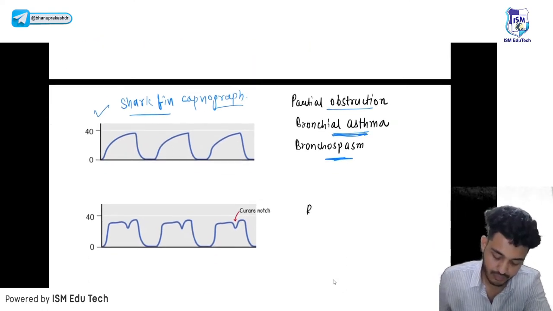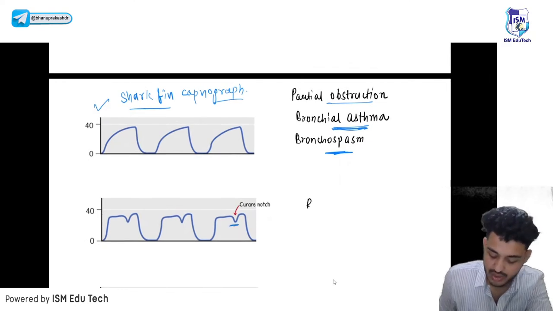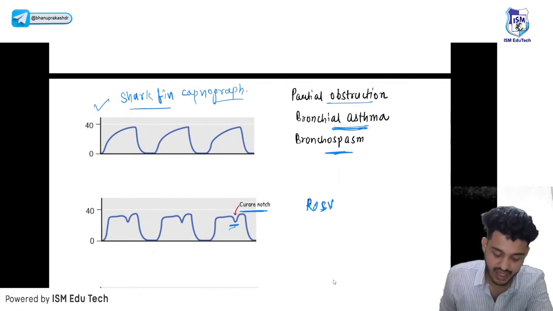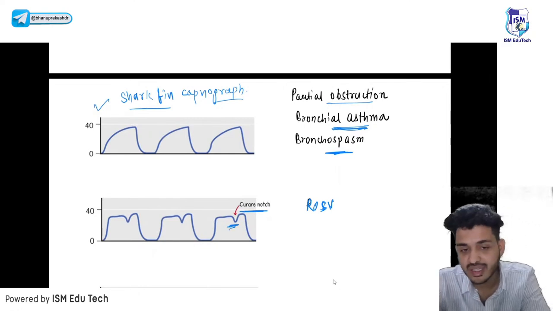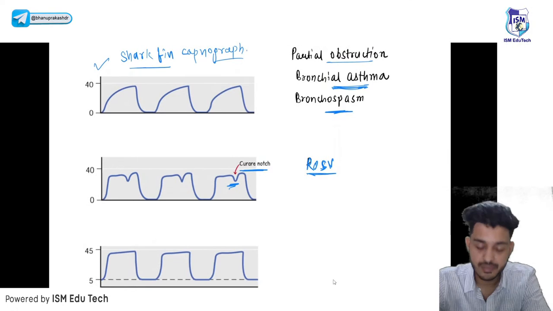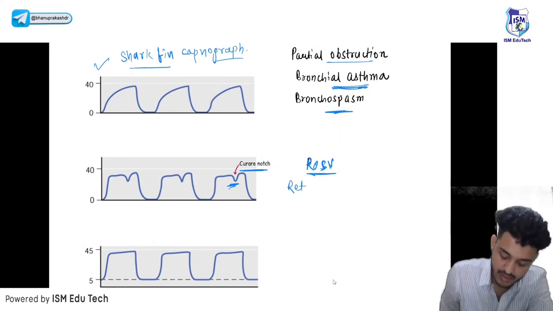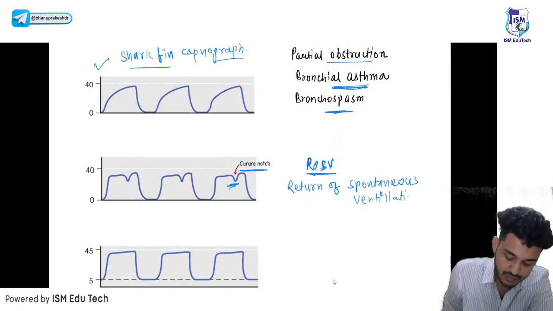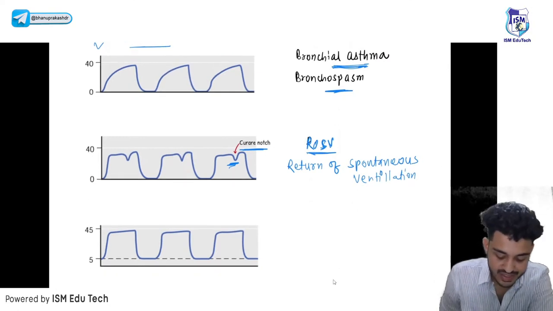Next thing, this notch is known as the curare notch, and this is indicative of return of spontaneous ventilation. Now what we need to do if someone is in this kind of situation and we want to continue the surgery: we can give the dose again, we can repeat the dose. This is indicative of the return of spontaneous ventilation. Now the patient is trying to ventilate himself, his lungs are starting to work, then you will see the curare notch.